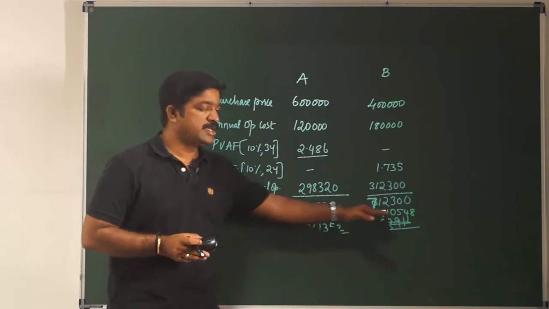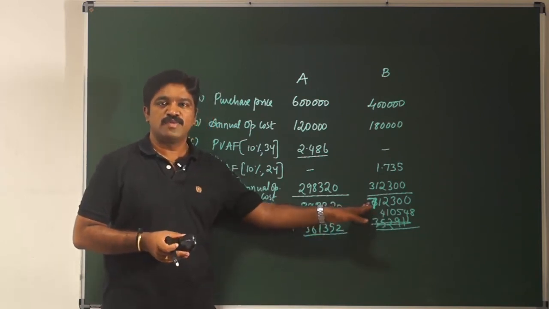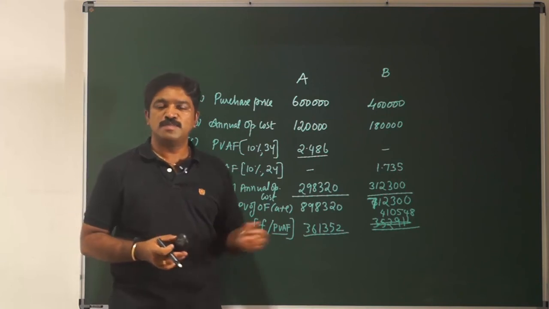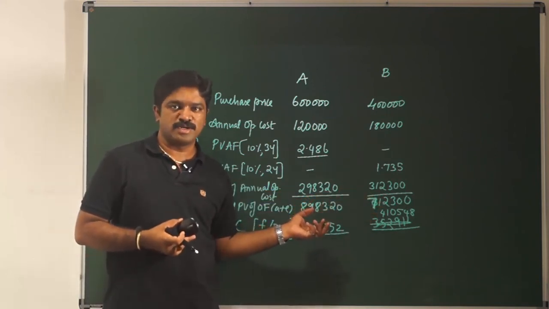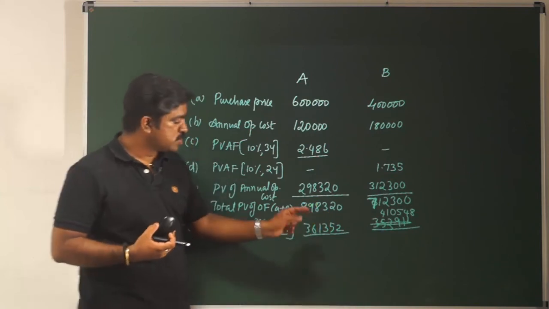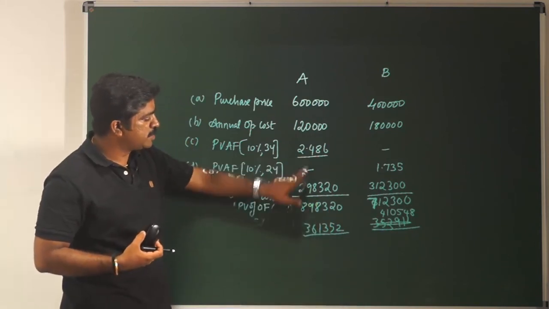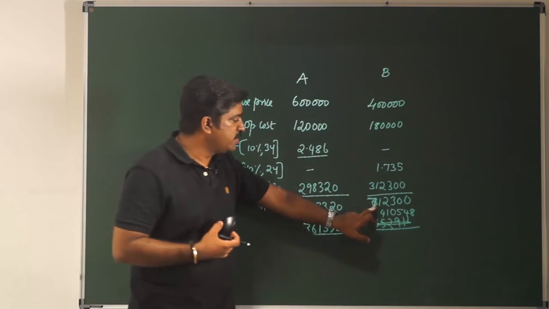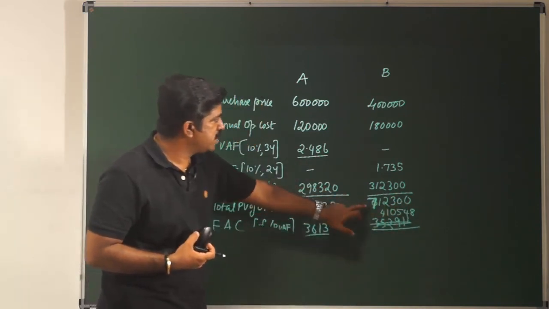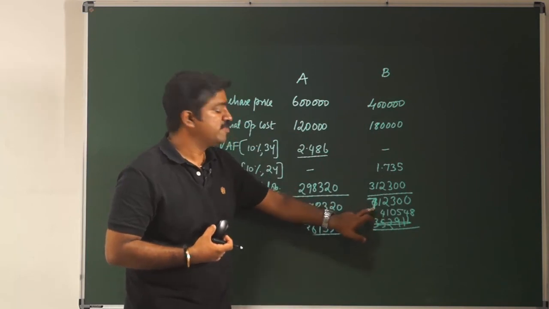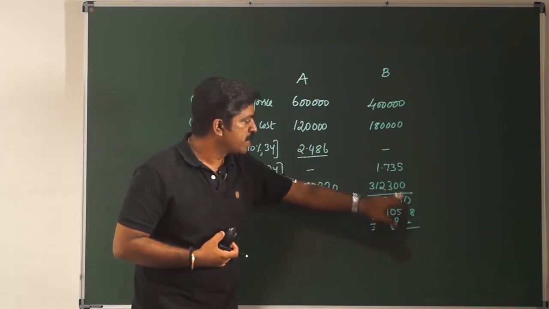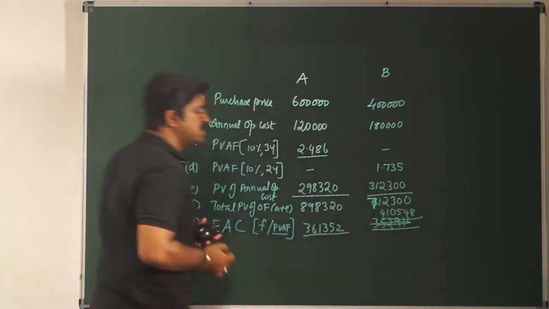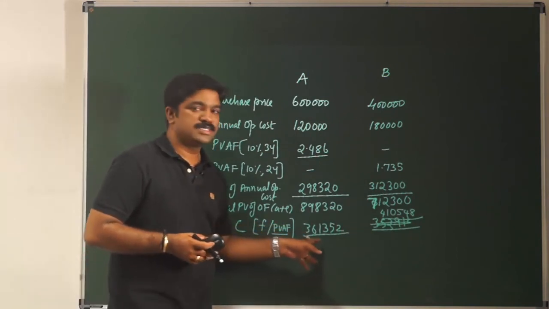We cannot simply compare these two because the life is different. So we have to convert these cash flows into comparable cash flows, that is, annual cash flows. We cannot simply divide by 3 years and 2 years because all these were discounted to present value. So what we did is we took the relevant present value annuity factor. So 898,320 is divided by 2.486, and 712,300, here I made a mistake. 4 plus 3, instead of writing it as 712, I had written it as 612. So it is 712,300 divided by 1.735. The value which I am getting is 410,548, and here it is 361,352.